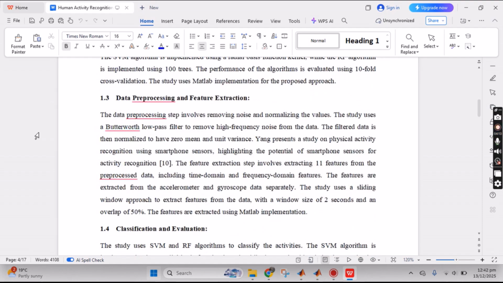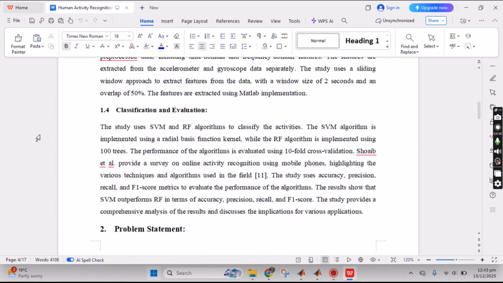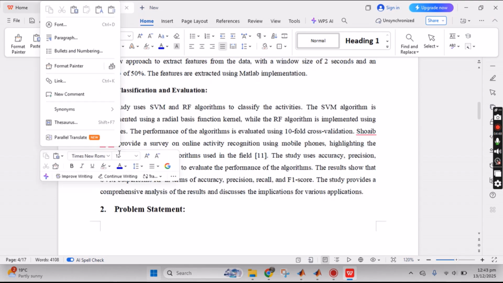Here is the data preprocessing and feature extraction, as provided by Yang, one of the scientists who proposed a study on physical activity recognition using smartphone sensors, highlighting the potential of smartphone sensors for activity recognition. Here is the classification and evaluation: the SVM is implemented using a radial basis function kernel, while the RF algorithm is implemented using 100 trees.